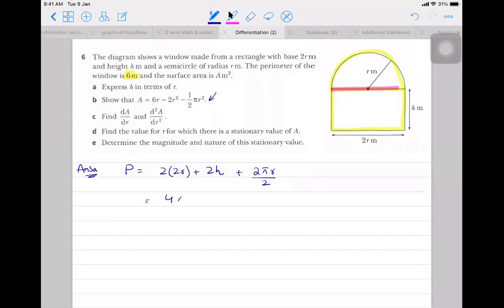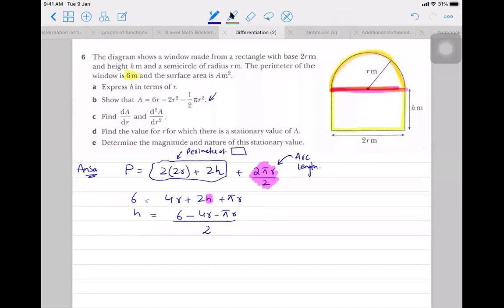Sir, but then won't we be counting the same line? They want us to make h the subject. h is going to come out as 6 minus 4r, and this is the perimeter of a rectangle. Okay, let's check this. So this is h.